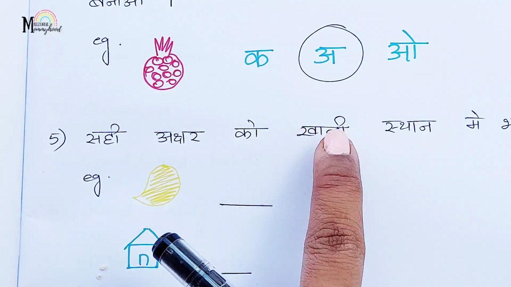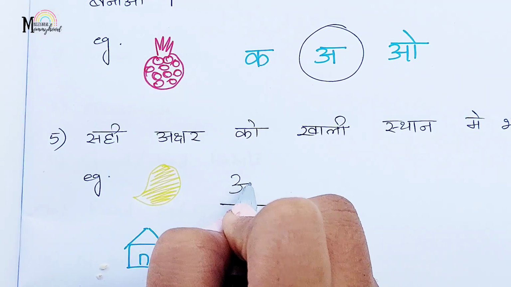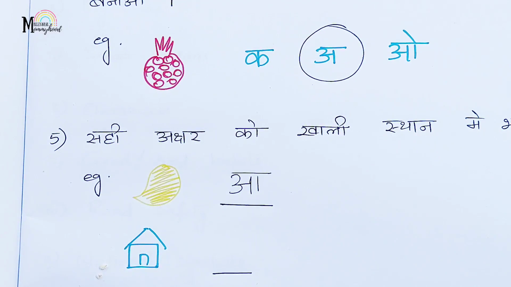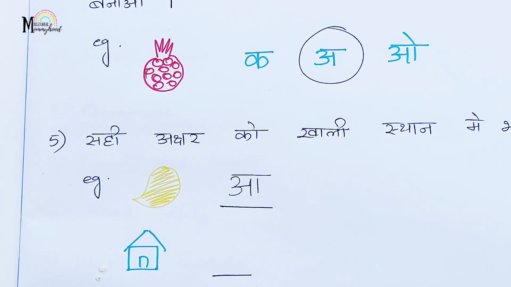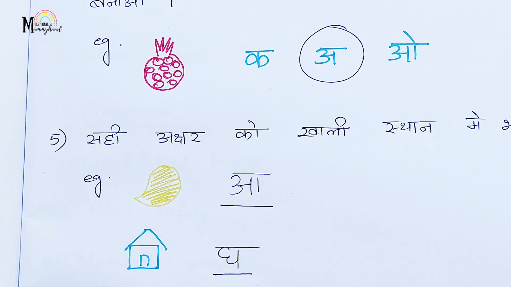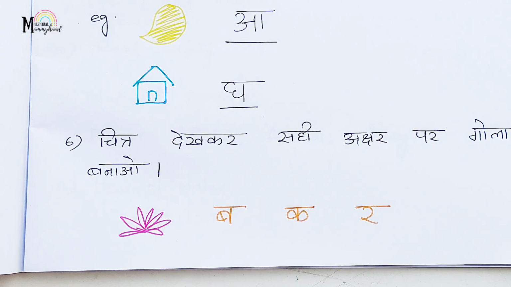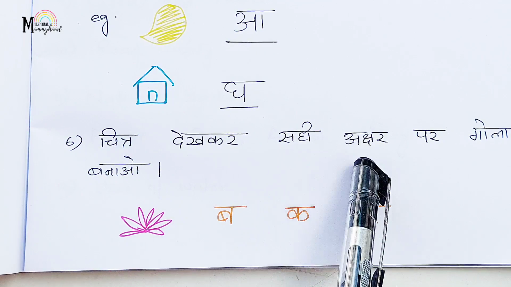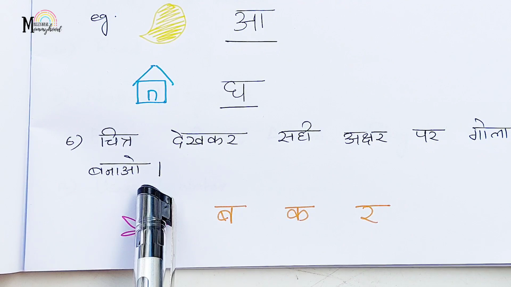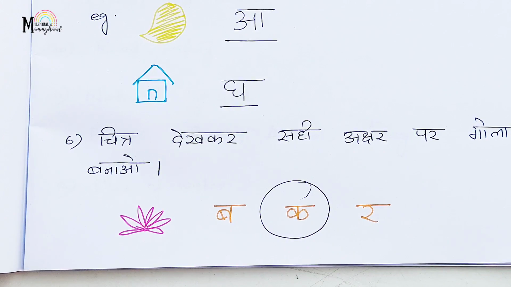The next is sahi akshar ko khali sthan mein bharo. For example, A say arm, so you write A. Gh say ghar, so you write gh. So it's a way of identifying the object and writing that letter. Next is chitra dekhkar sahi akshar par gola banao. So again you have to look at the picture and you have to circle the correct letter.